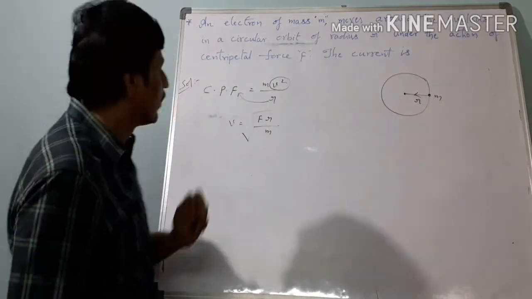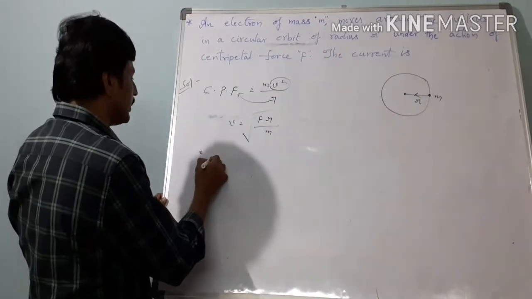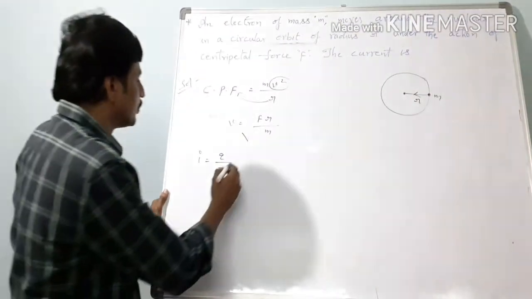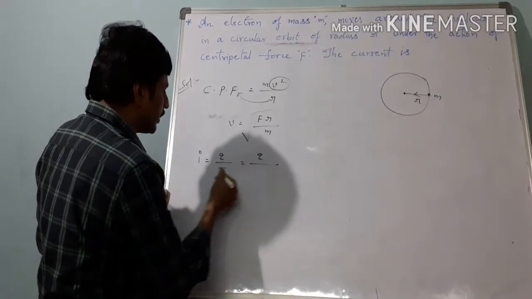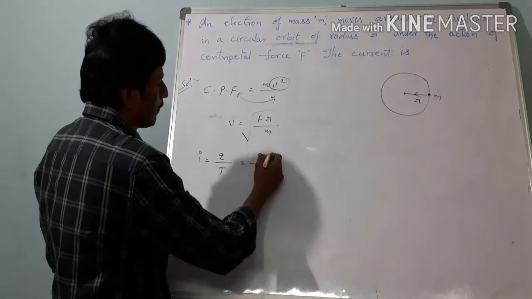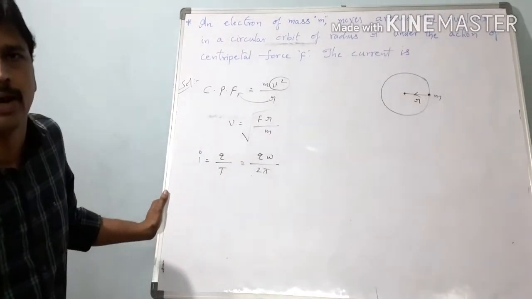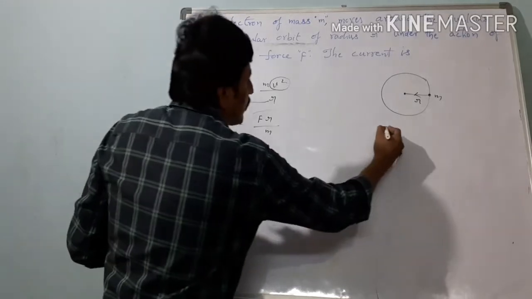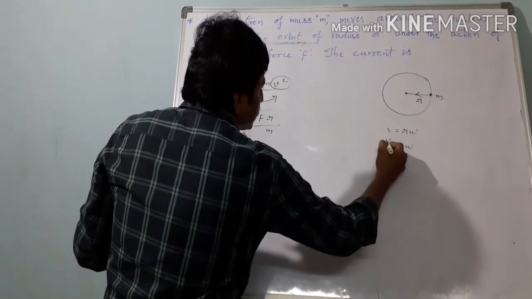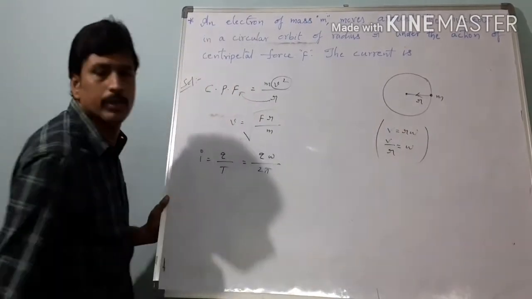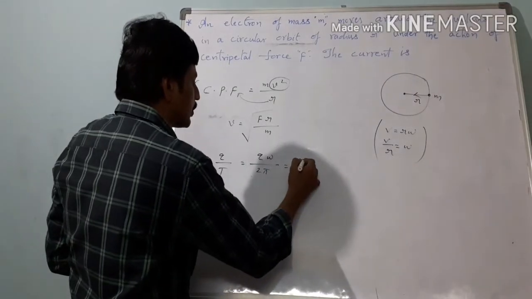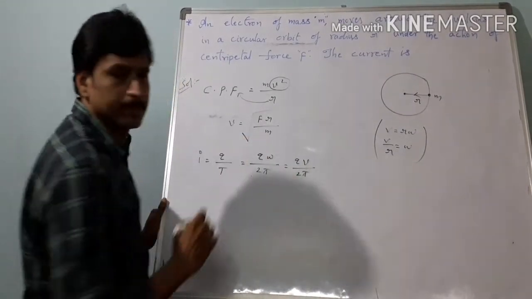Find the current. What is the formula for current? I is equal to Q by T, where T means time period. Its formula is 2 pi by omega, so I equals Q omega by 2 pi. The relation between v and omega is v equals r omega, so omega can be written as v by r. So I is equal to Qv by 2 pi r.